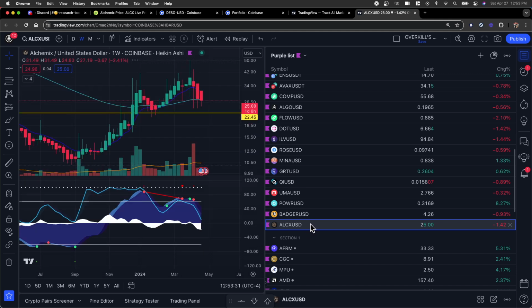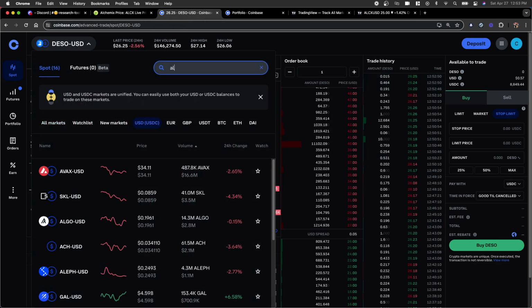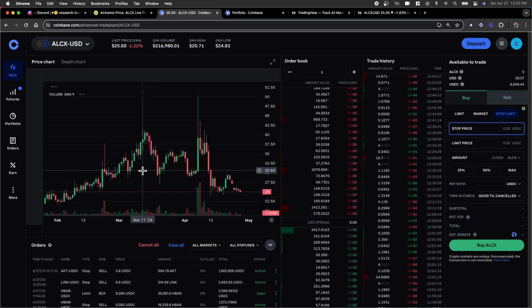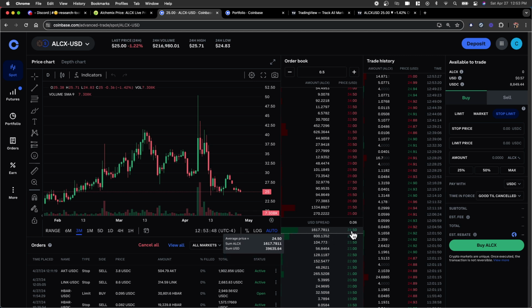Okay, so ALCX is like that low cap play here. I start building my position right here at 25. Let's look at the depth chart. And it's on Coinbase, which gives it credibility, right? The depth chart is telling us there are some big orders set at 24.50, another one at 24, and then some down here at like 21. That's where it ends. So I'd probably set my stop loss at 21.